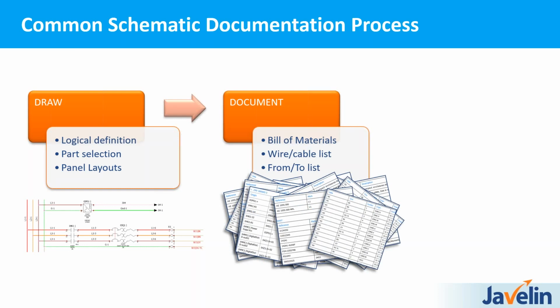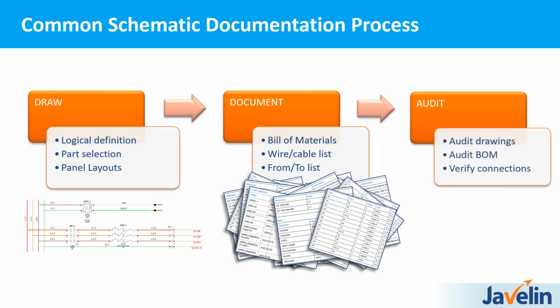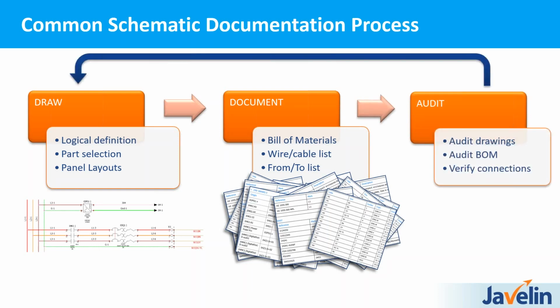Now, documenting can be in the form of reports, bill of materials, wire, cable lists, pipe lists, you name it, and you will be required to update those as you change your drawings. The last stage of this documentation process typically revolves around auditing all of this. So if you make some change in the logic of your drawing, your schematic changes, the documentation and the reports change, and overall you've got to verify and ensure that there is quality in your deliverables.